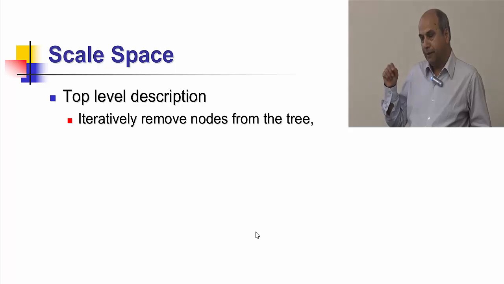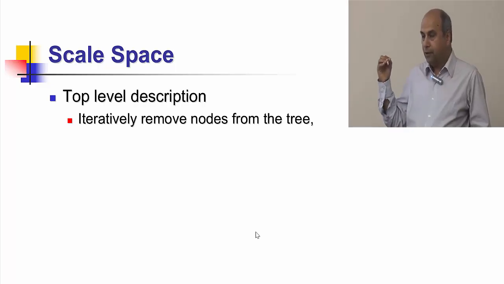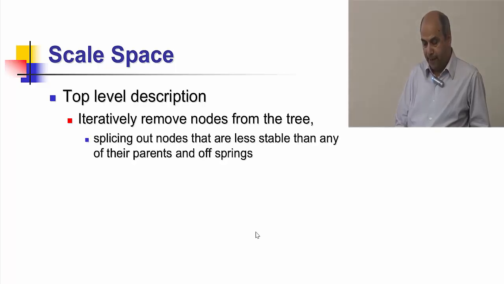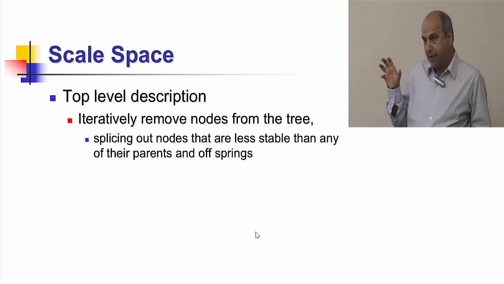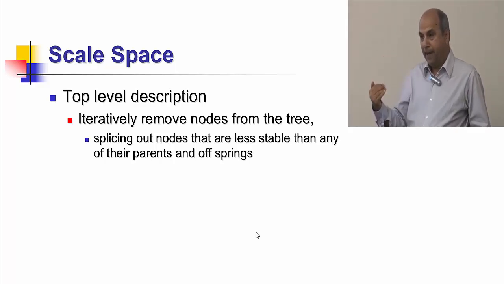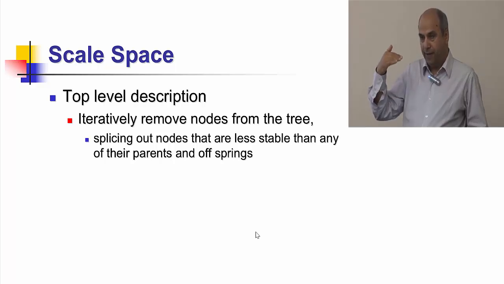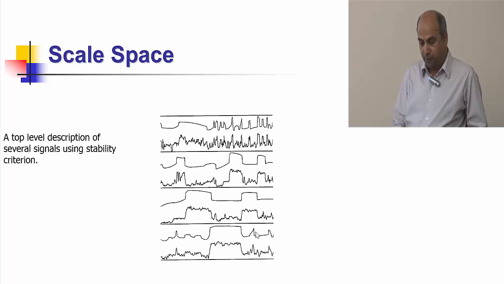Given a one-dimensional signal, you can come up with a top level description by iteratively removing the nodes which are not stable. They are defined as unstable if they are less stable than any one of their parents or offspring, because every node has a parent and offspring. So if they are not stable compared to any one of those, then you remove them.